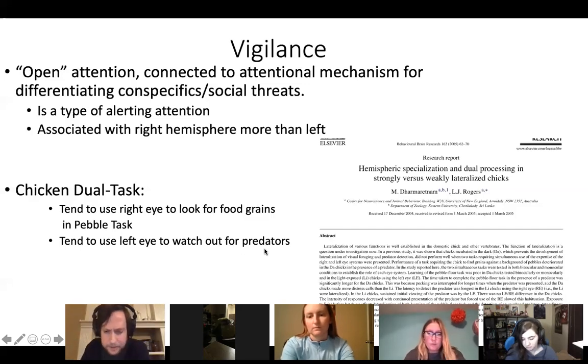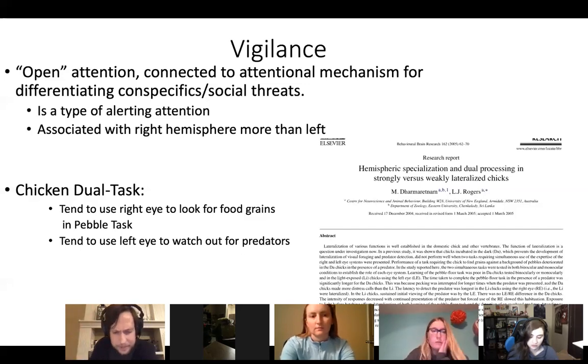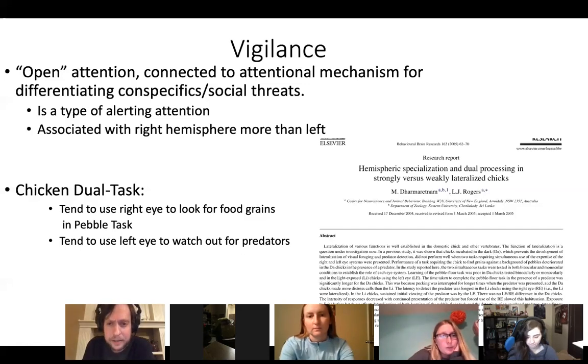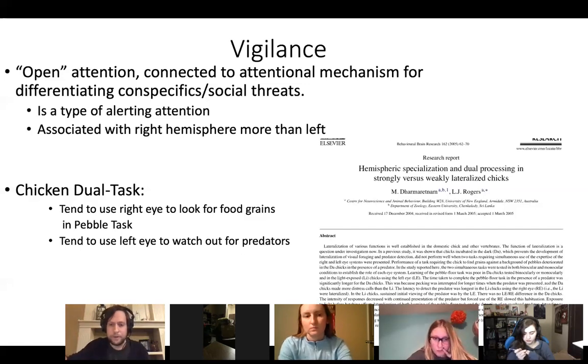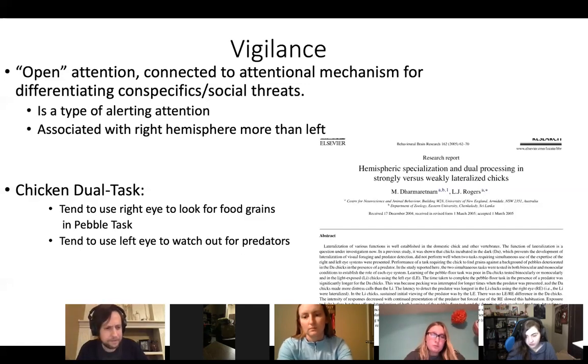Have we talked about this in class? If information is presented to your right visual field, which hemisphere does most of that information go to? The left. Yes, the contralateral organization of the brain says that things that occur in your right visual field mostly go to the left side of your brain, and things in your left visual field mostly go to the right hemisphere. So based on these findings, which hemisphere tends to be more important, at least in chickens, for vigilance?